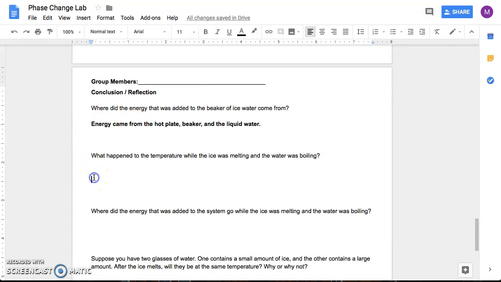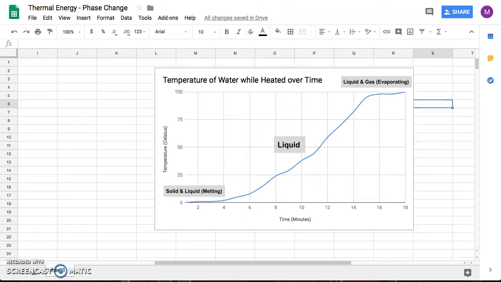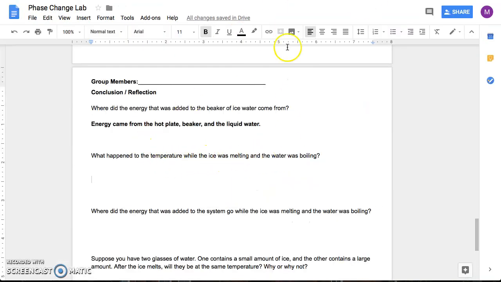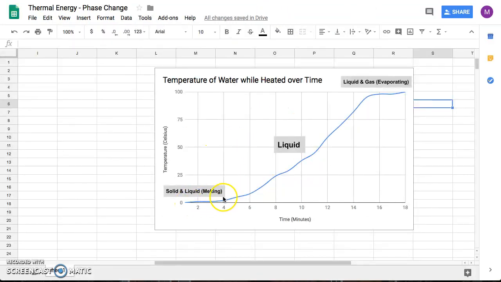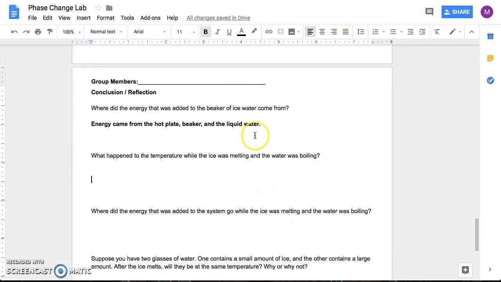Number 2 says, what happened to the temperature while the ice was melting and the water was boiling? Well, looking at our graph, what happened to temperature while the ice was melting and the water was boiling? Melting, boiling. Temperature barely increased. So we can say temperature slowly increased or stayed relatively the same.